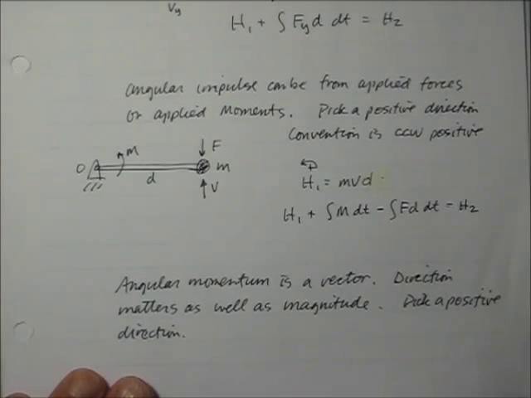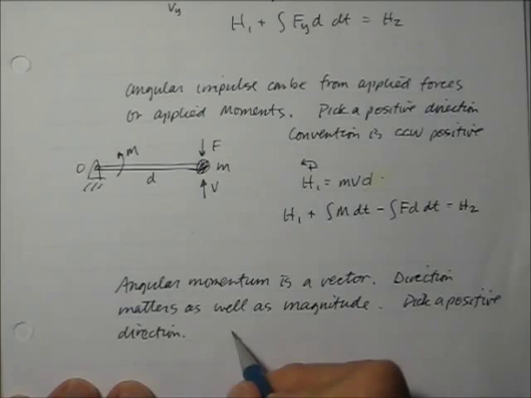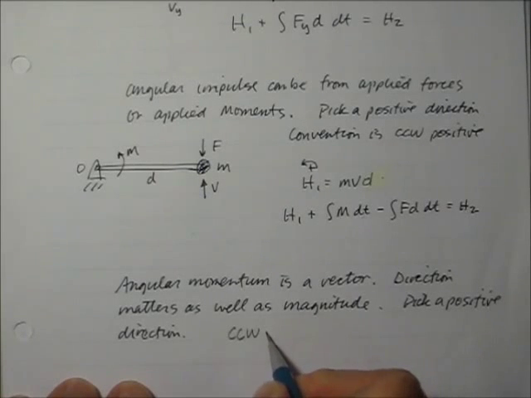Momentum is a vector. Angular momentum is a vector as well. The direction matters, obviously, as well as the magnitude. So a positive direction, counterclockwise, is conventional as the positive direction.